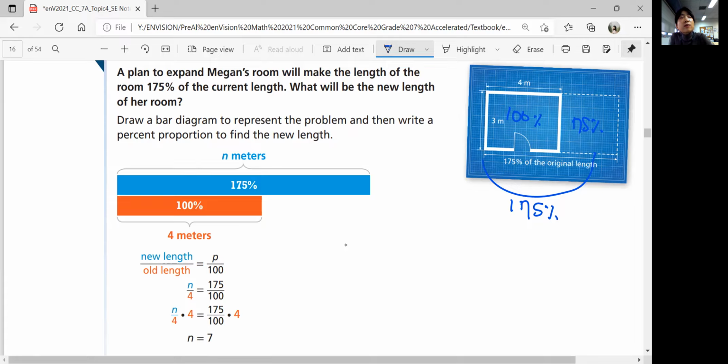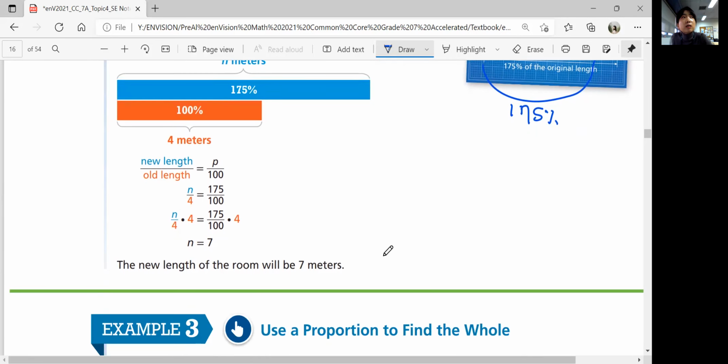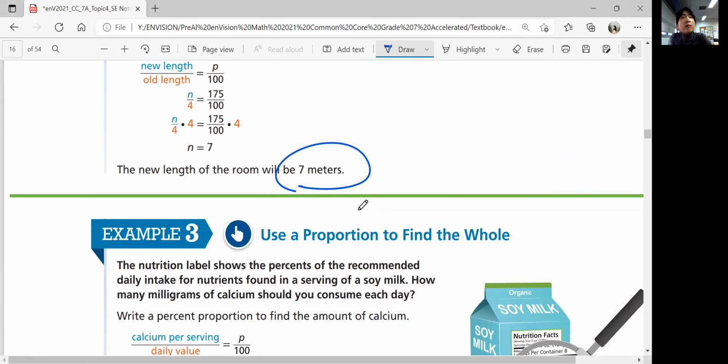So n over 4, because you don't know the new length, n over 4 is equal to 175 over 100. You solve the proportion, n is 7. Your new length would be 7 meters. So first set up the proportion and solve it, and write it in units.